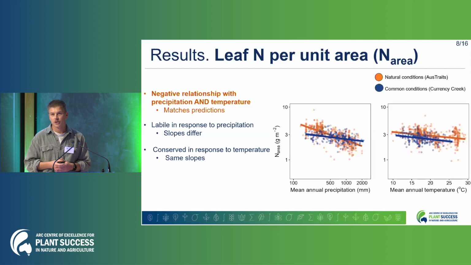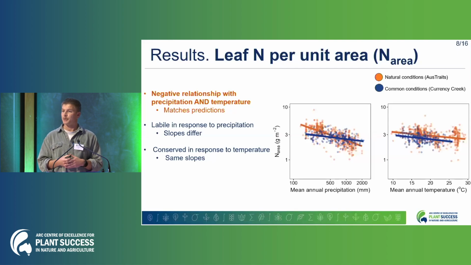And in common conditions, you see this negative relationship with precipitation, but a flatter slope. So this indicates that this relationship is relatively labile, whereas the relationship with temperature doesn't differ. So this suggests that the temperature relationship appears somewhat conserved.